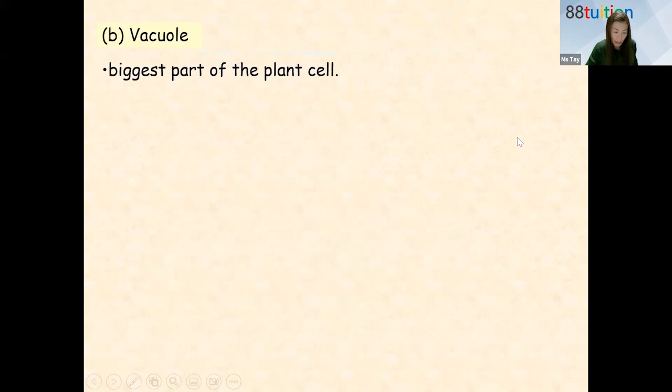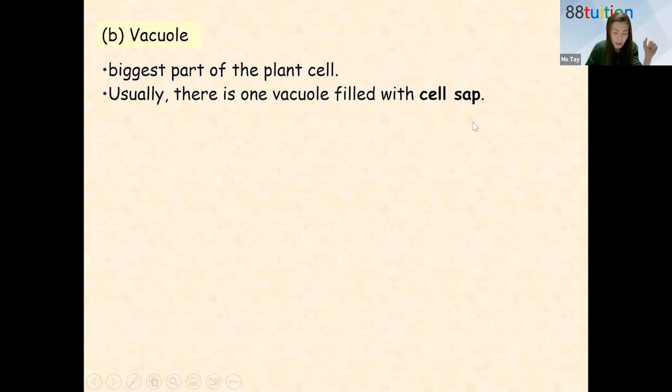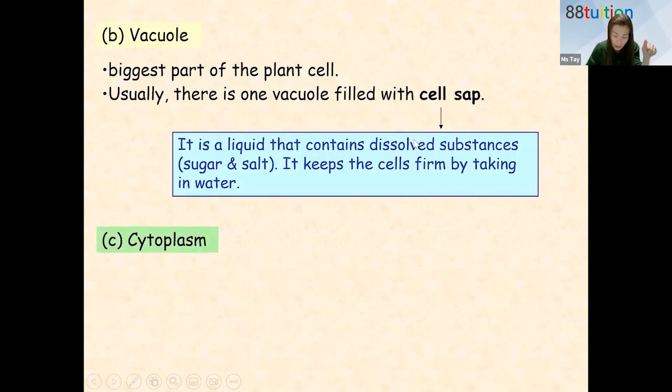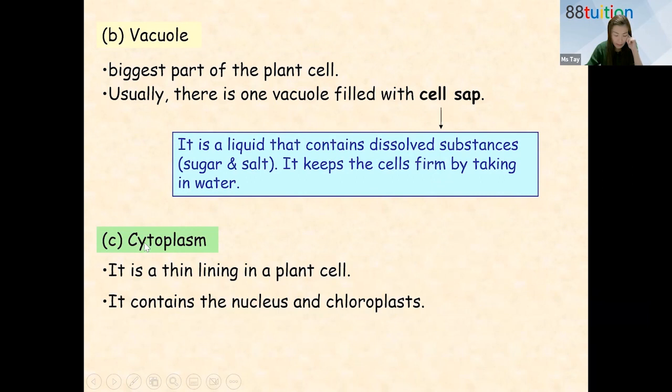So need to know the parts of the plant cell. This is a very large portion. Must remember, it's a very large portion. And then it's filled with cell sap. What is cell sap? Actually, it just contains the dissolved substances like sugar and salt. It keeps the cells firm by taking in water. Right, the cytoplasm is a thin lining. In a plant cell, this is different from the animal cell also. It contains the nucleus and the chloroplast.